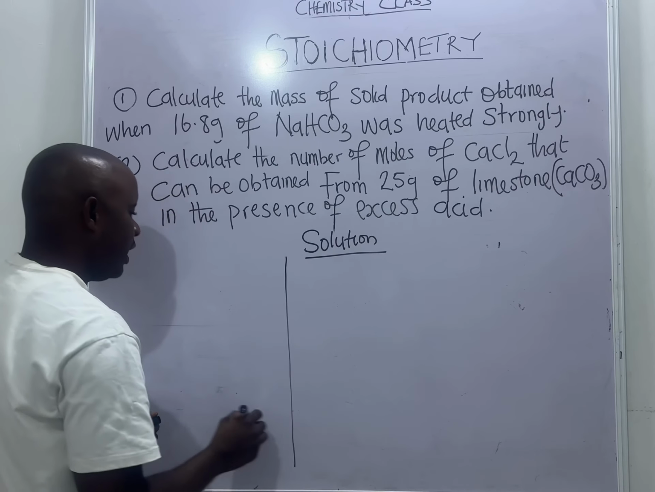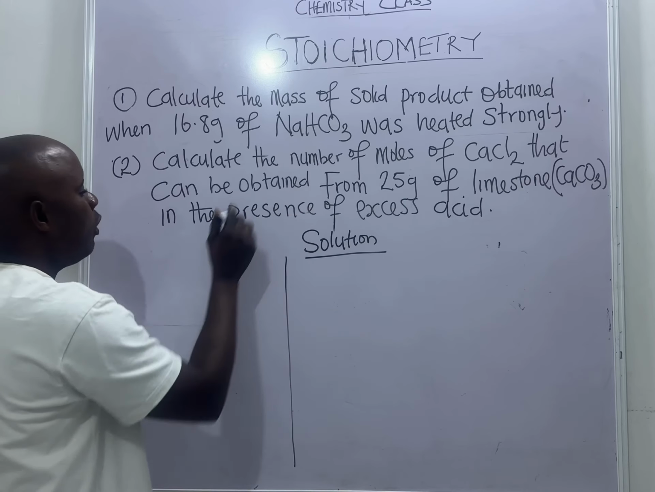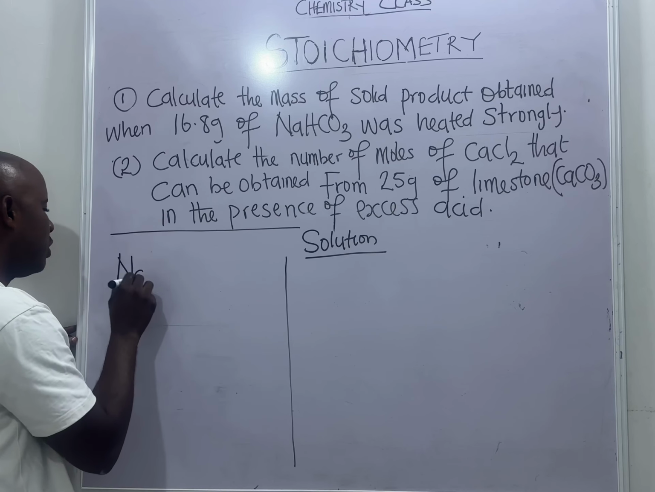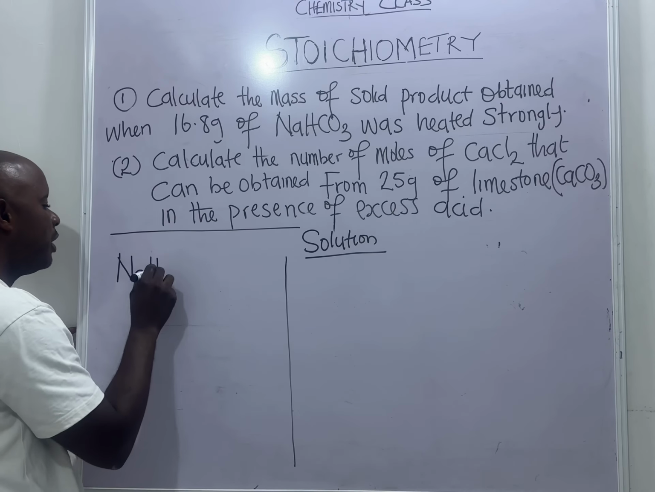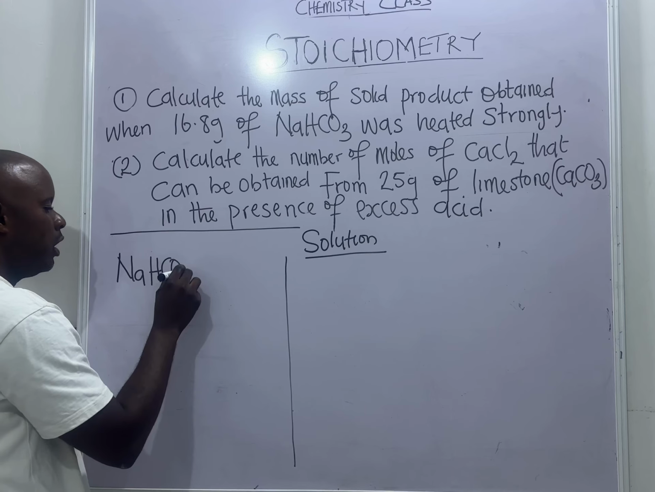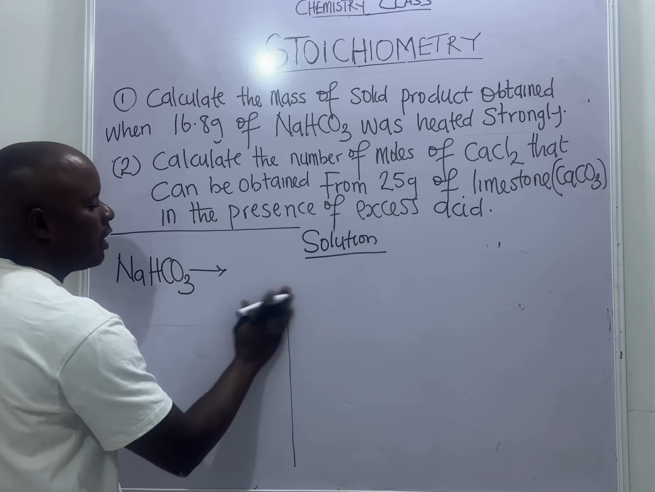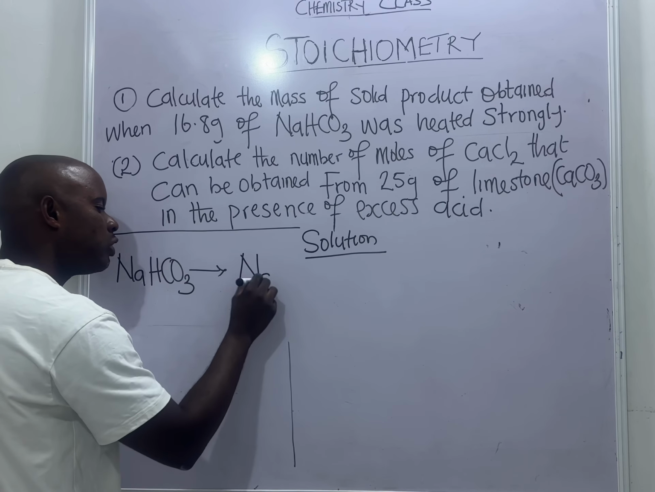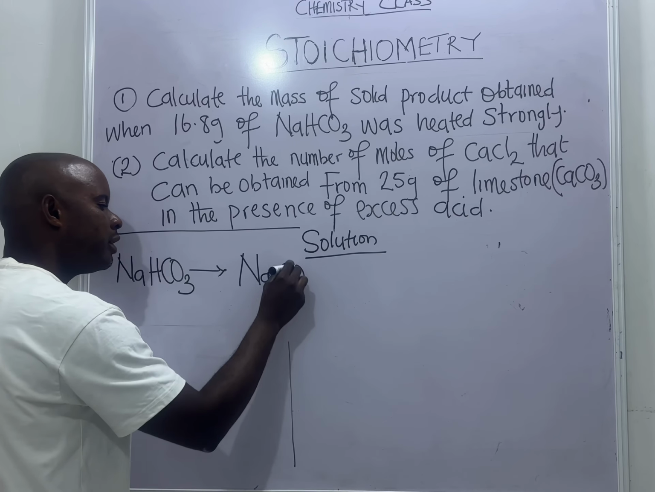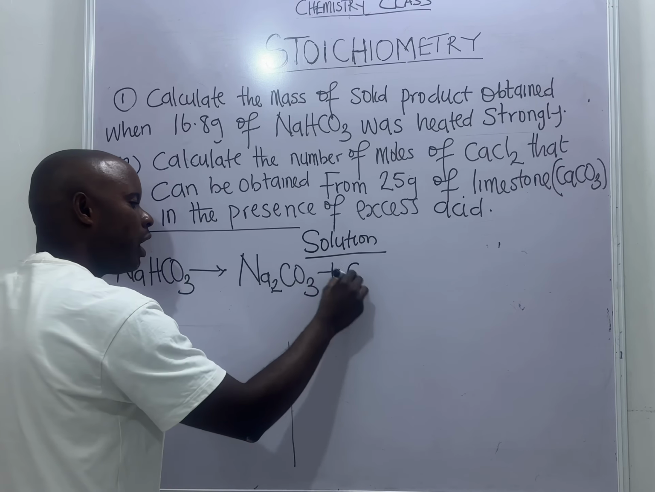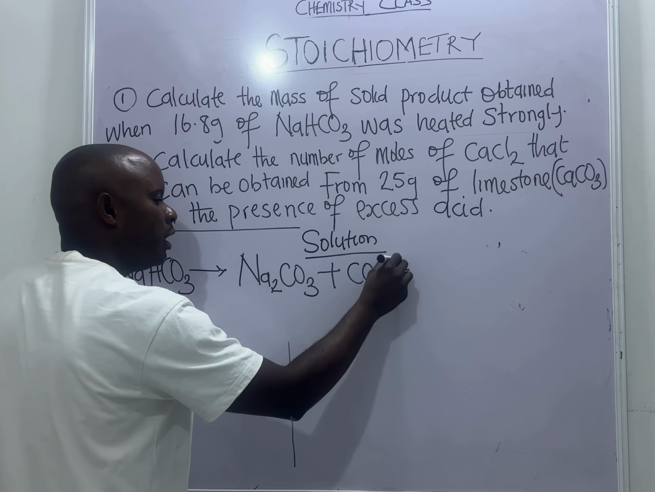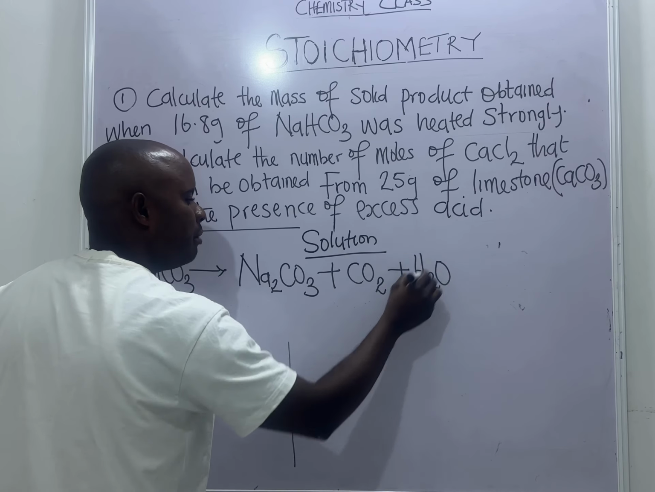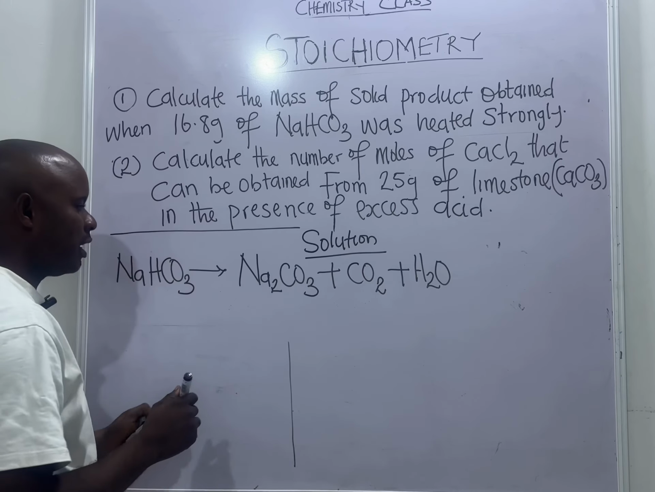So we are going to have, when sodium hydrogen trioxocarbonate(IV) breaks down, a very simple equation. Let's have our equation before dividing this board. When it decomposes, it's going to give sodium carbonate plus carbon(IV) oxide plus water. As I've said before, stoichiometry must go with a well-balanced chemical equation.